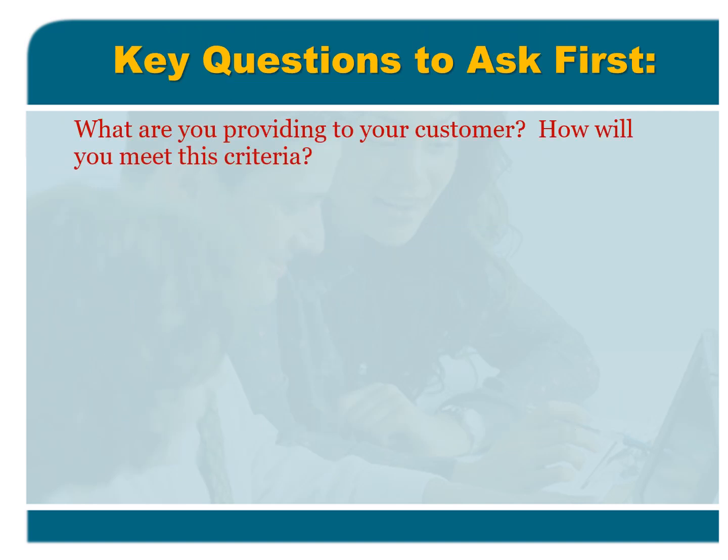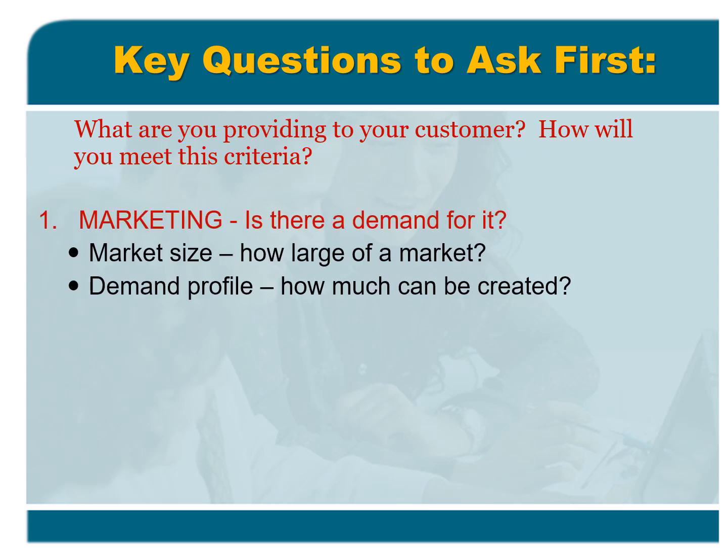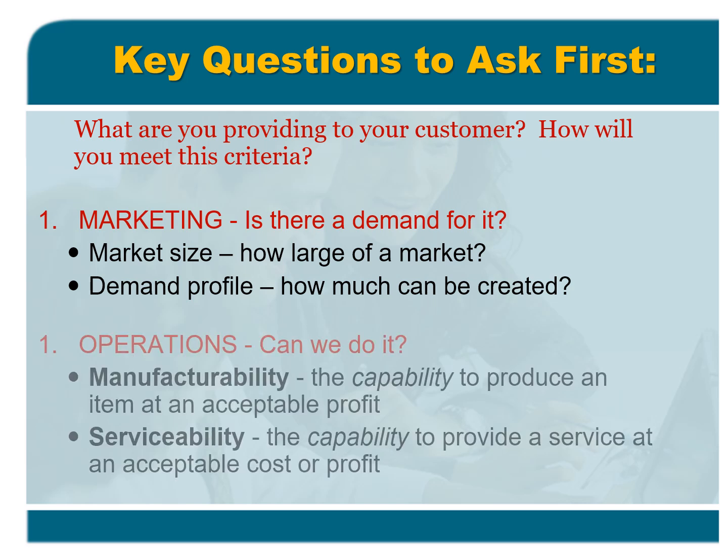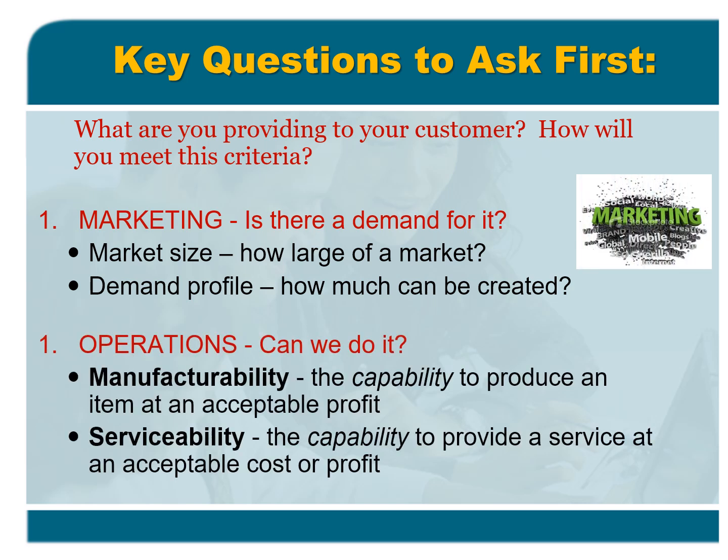Key questions you need to ask yourself first. What are you providing to your customer? How will you meet that criteria? First of all, marketing. Is there demand for it? How large of a market is there? How much can be created? What's the demand profile? Operations then becomes feasibility, manufacturing. Do we have the capability to produce an item at an acceptable profit? Serviceability. Do we have the capability to provide a service at an acceptable cost or profit?